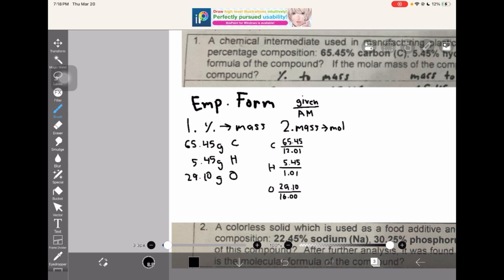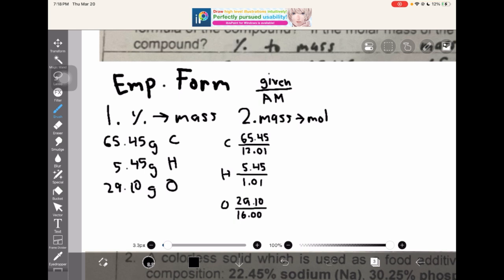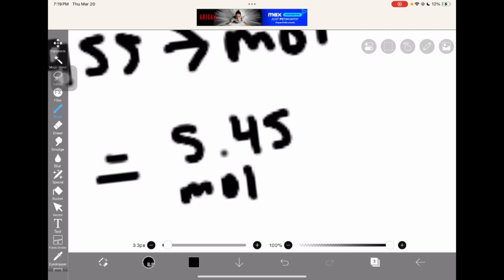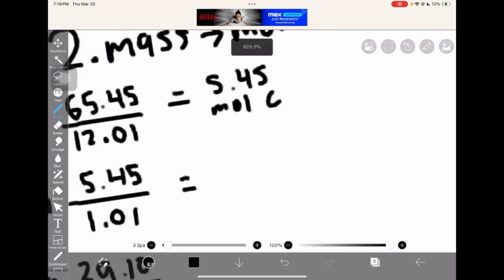Okay, I have my reference paper now. Let's start putting in our values. We have 65.45 divided by 12.01. That's equal to about 5.45 moles of carbon.